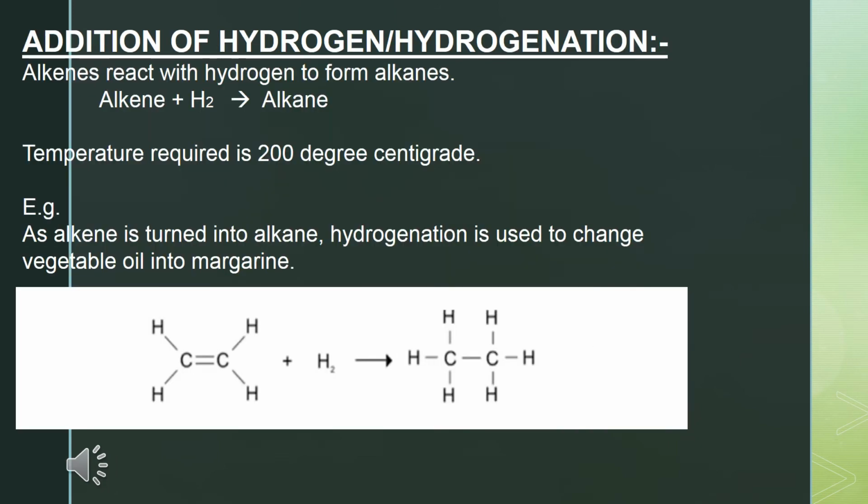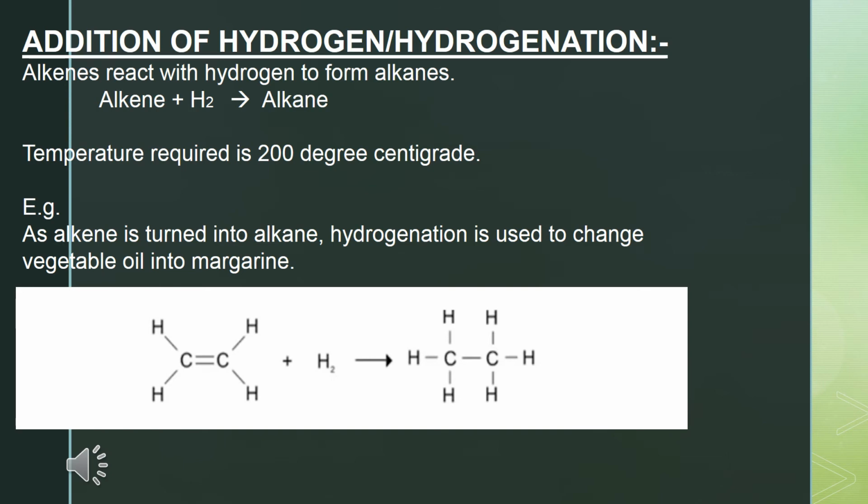So students, now we are going to talk about the addition of hydrogen, a process also called hydrogenation. Hydro means hydrogen, and genation means the addition of hydrogen. We can also add hydrogen to an alkene. So how? An alkene reacts with hydrogen to form an alkane. You have to remember, whenever hydrogen is added to an alkene, it produces an alkane.